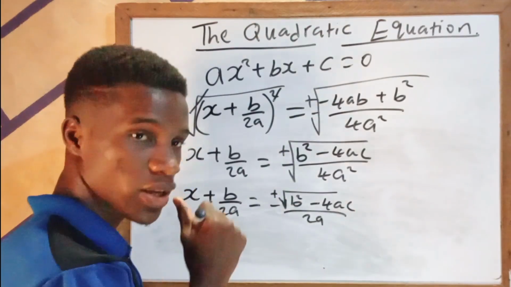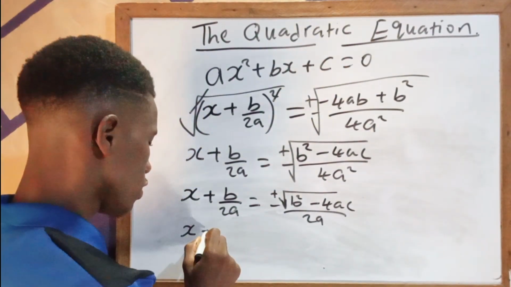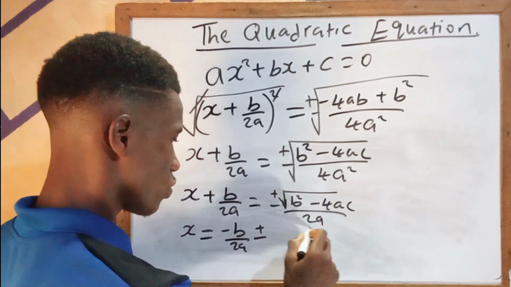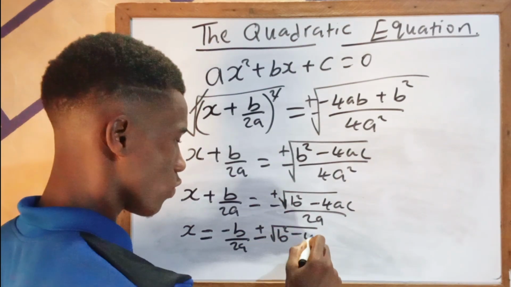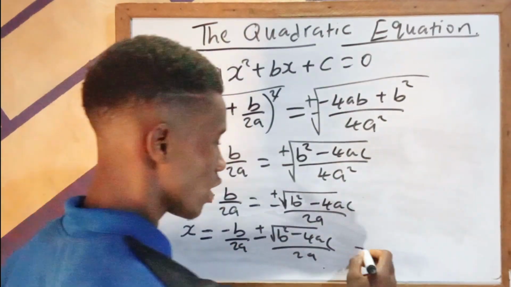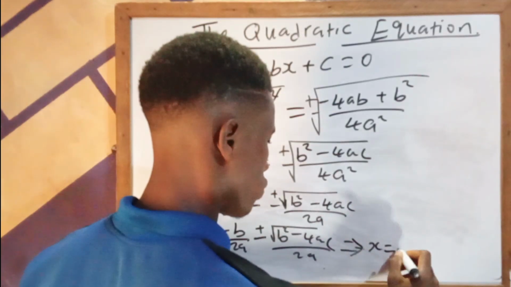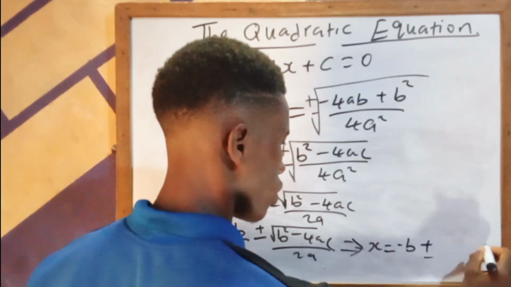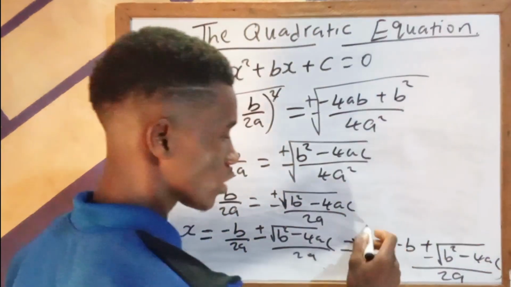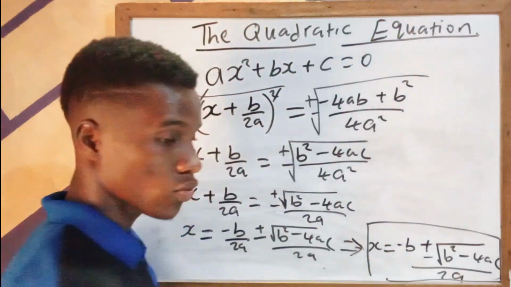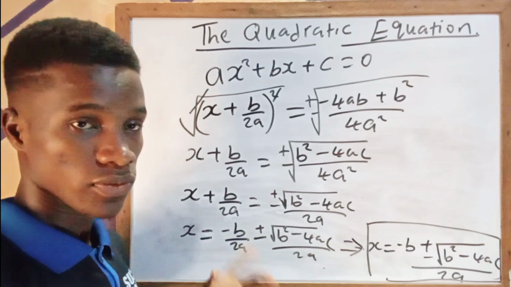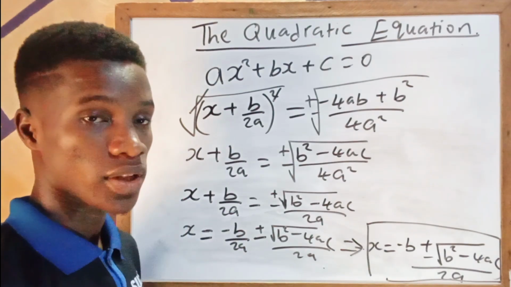So we decide to make x the subject now. So we have x equal to, when this crosses, it becomes minus b over 2a plus or minus square root of b squared minus 4ac over 2a. So you see that they have a common denominator. So we finally conclude that x is equal to minus b plus or minus square root of b squared minus 4ac over 2a. So this is our almighty formula. This is how to derive the almighty formula. It is basically a product of the completing the square method of solving quadratic equations.